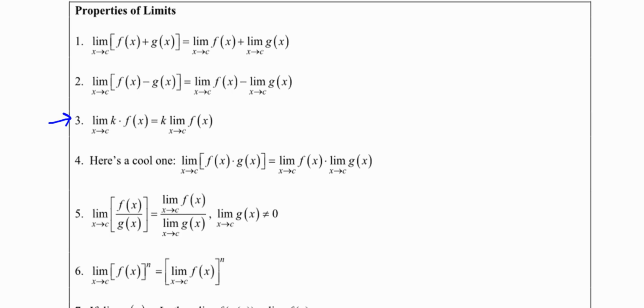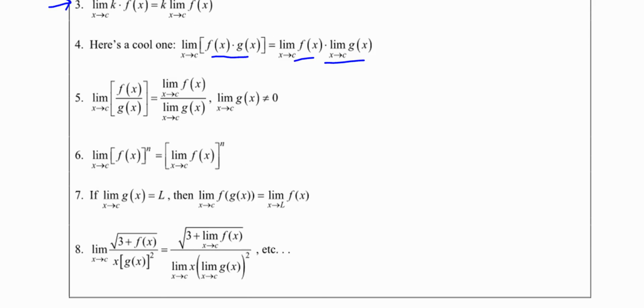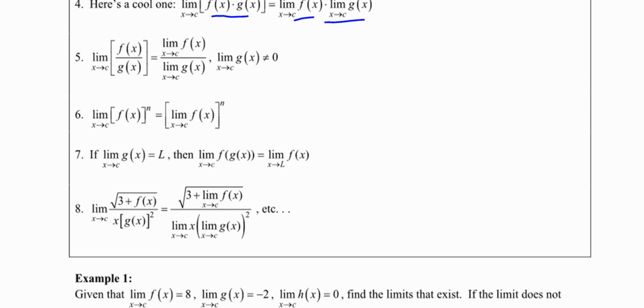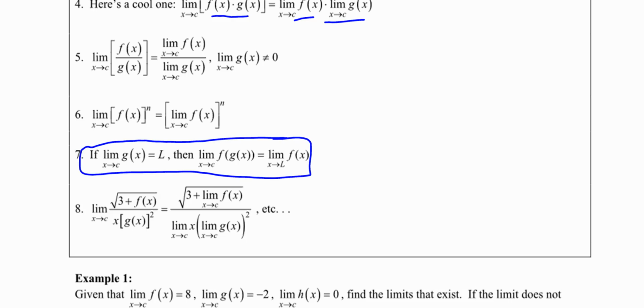If you're multiplying two functions, you can also multiply their limits individually. Same with division. You can take out an exponent from a function and make it the exponent of the limit. These ones change a little bit. We'll talk more about compositions in a bit, and you can combine all of these to create really fancy looking limits. Example 1.